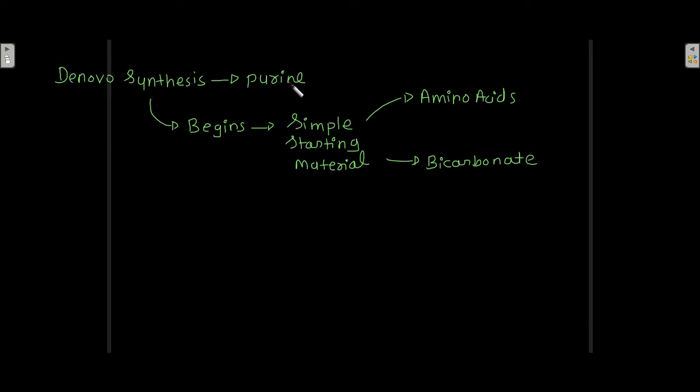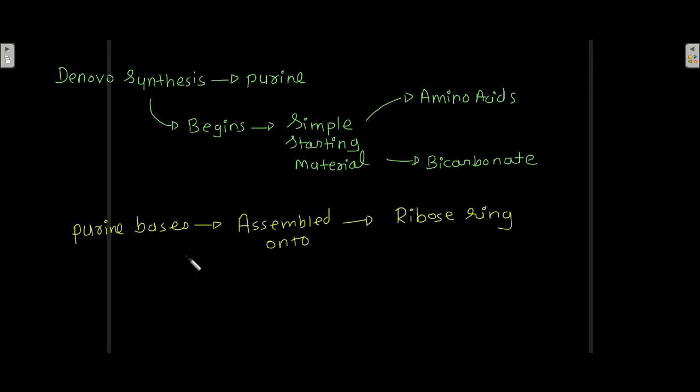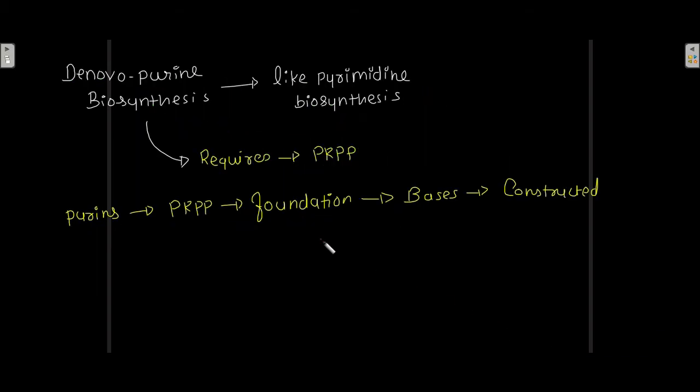Now the de novo synthesis of purine begins with simple starting materials such as amino acids and bicarbonate. Unlike pyrimidine biosynthesis, in purine biosynthesis the purine bases are assembled onto the ribose ring. On the ribose ring there is assembly, and then the purine base is produced. That is how the synthesis of the purine base takes place.